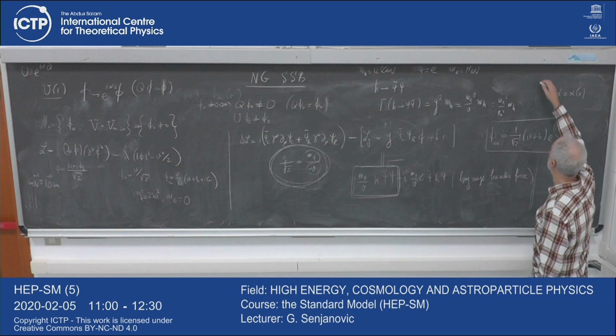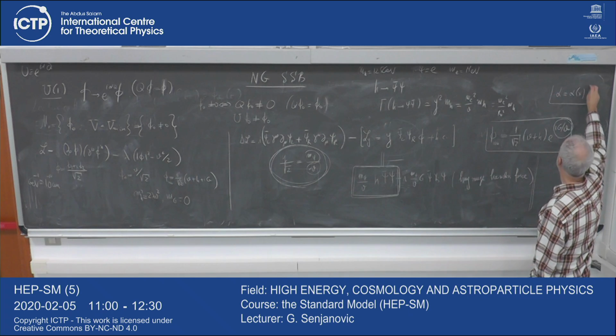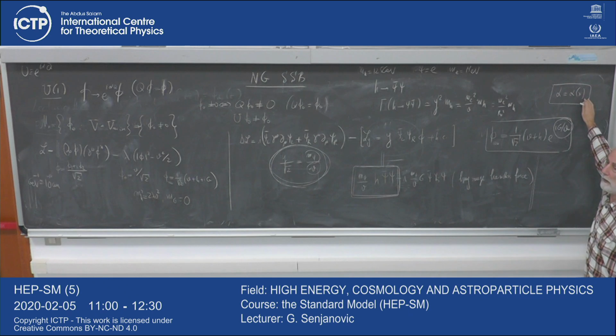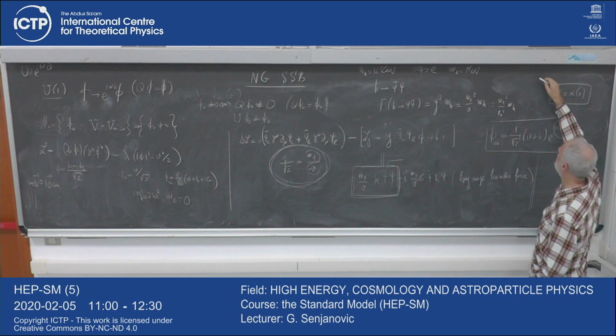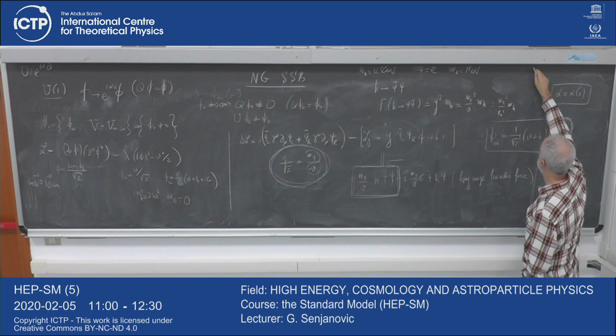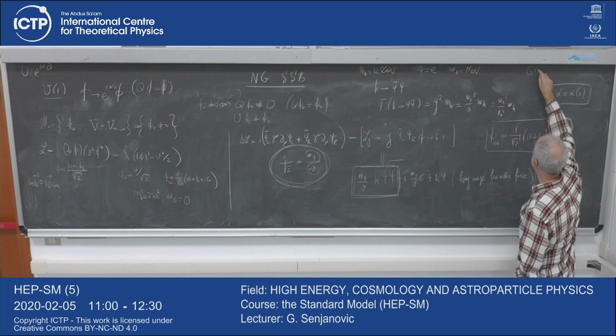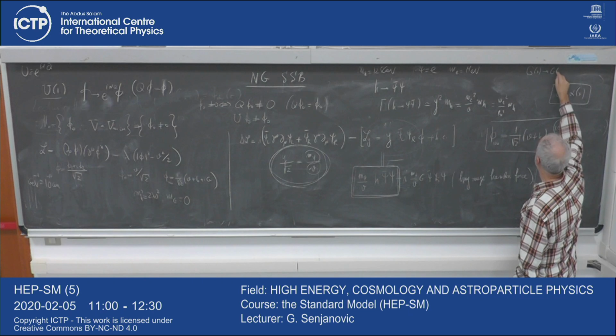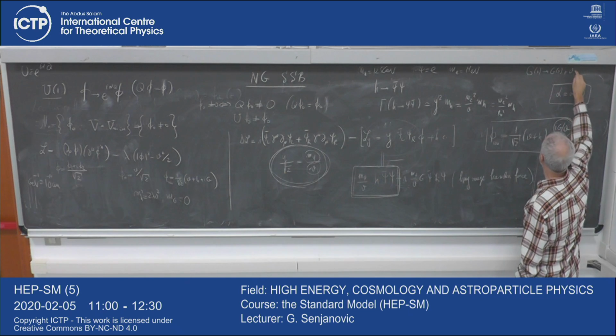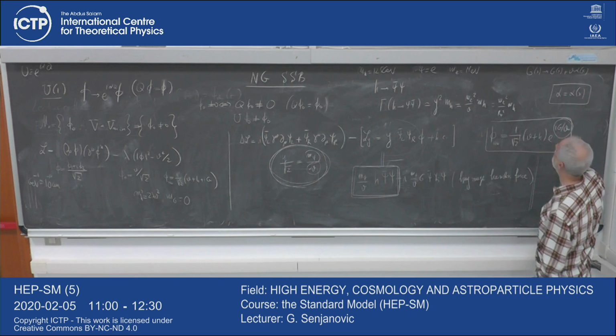By gauging you mean that make it local? Yes. Alpha is alpha of x, I make. This is a side remark to that, a little digression. In this case, remember g of x transforms as g of x plus v. It will be alpha of x.